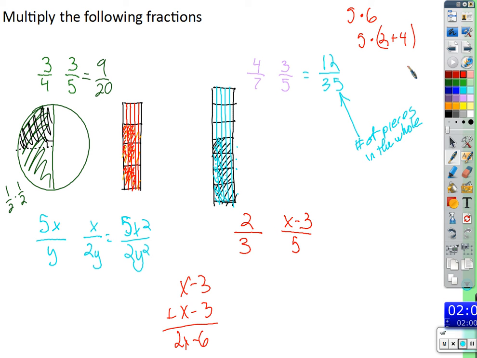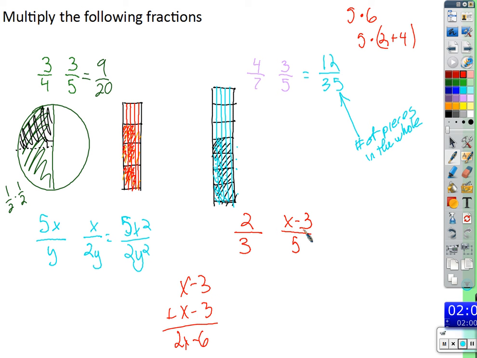Should I multiply by just the 2 and not the 4? No, I need to multiply by all of the 6. The 6 is made up of 2 plus 4. I would have to multiply the 2 by 5 and the 4 by 5, and then I could add them together.